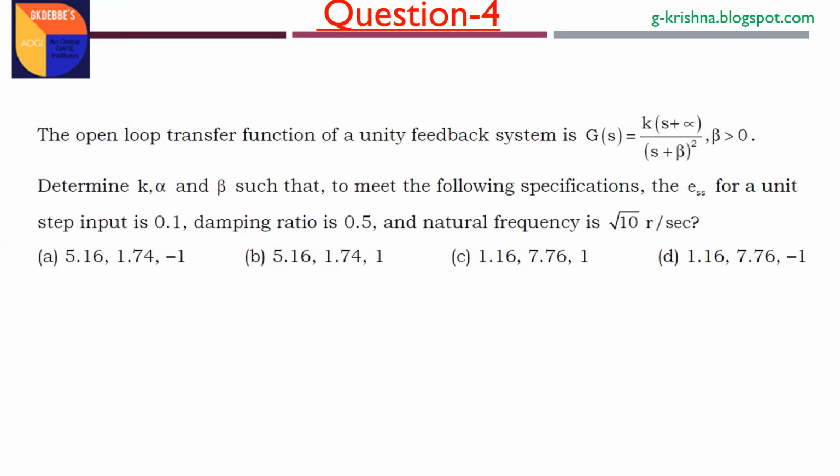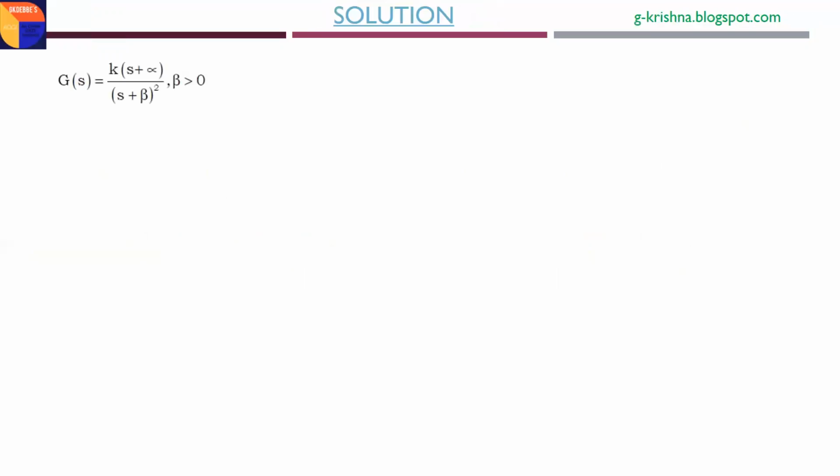By seeing the options and the question, beta compulsorily has to be greater than 0. Beta is given as -1 in option A, which is wrong. Beta is given as -1 in option D also, which is wrong. So beta can definitely be 1, and if you find either alpha or K, you can select either option B or C. In that manner, we have to solve this problem. Let us go to the solution.